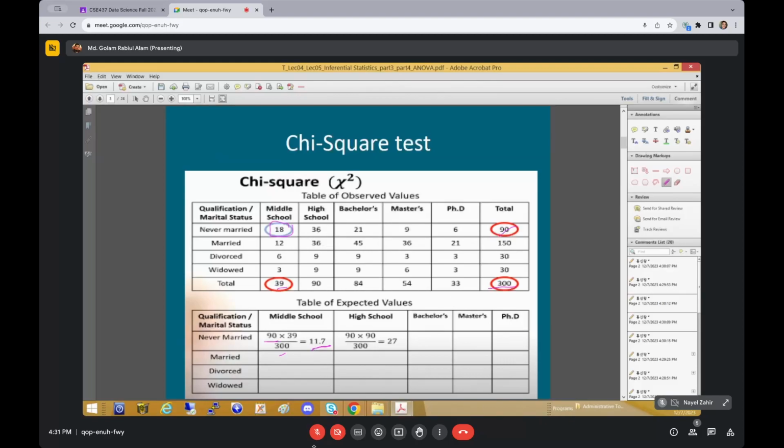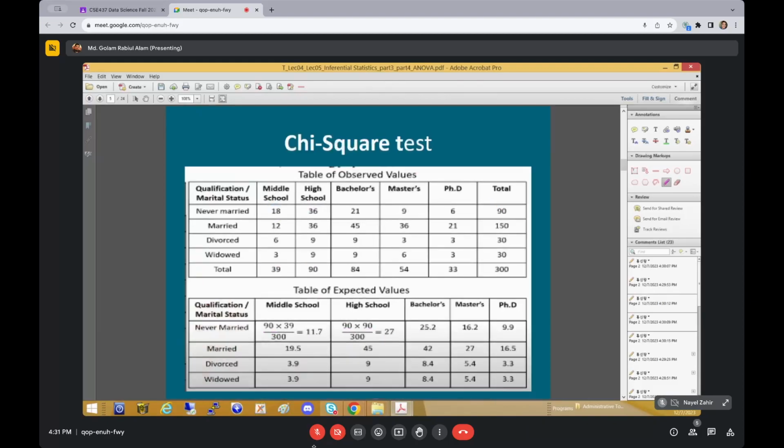Similarly, for high school, 36 is our original observation. But what is expected? The total here is 90, so 90 by 300 times 90, which is 27. In this way, we can calculate the expected values for the different positions. These are the expected values of the different positions.